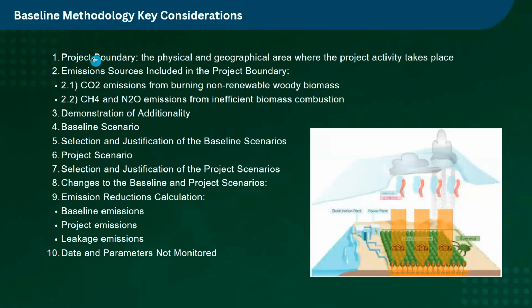The first thing you have to do is make sure the project boundary is fixed. Basically, the physical and geographical area where the project activity takes place, and the emission sources: the carbon dioxide emission from burning non-renewable biomass, and the methane and nitrous oxide emission from inefficient biomass. These things we have to monitor, and if there are additional factors we are considering, they have to be included. I'm mentioning this because the validator, when validating your report, will look for all of this.